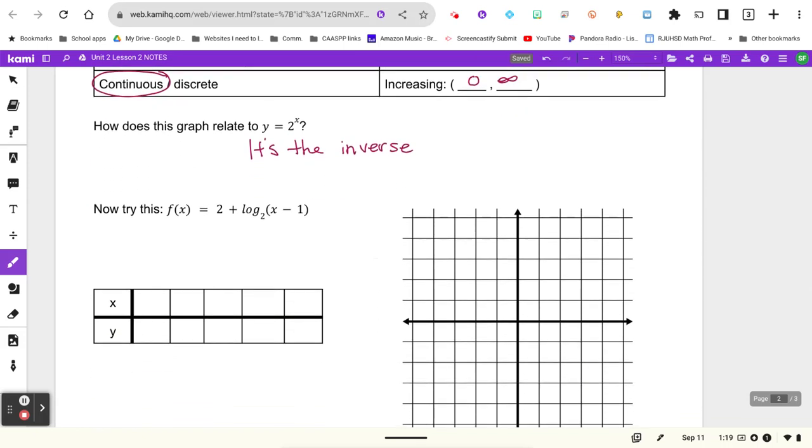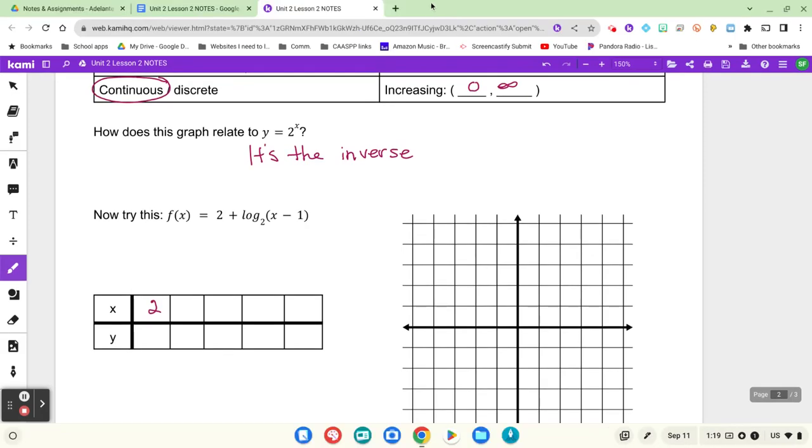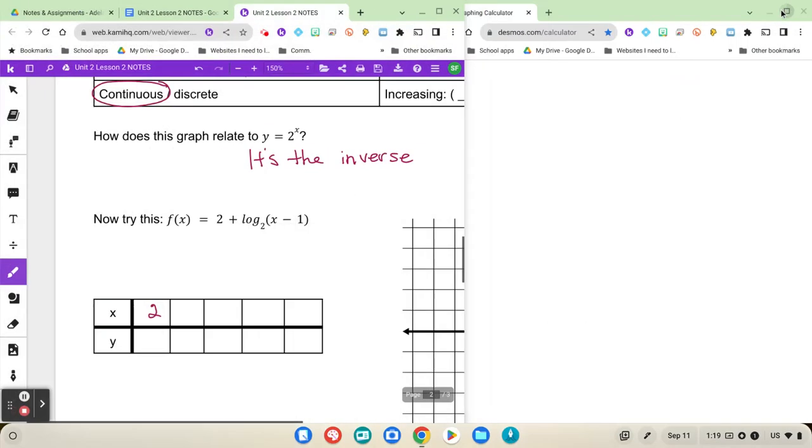Okay. So now we're going to do this one. So y equals 2 plus log base 2 of (x minus 1). We can easily put this into a table. And I'm just going to start with 2. Okay. And if we did that, well, let's just use Desmos for this one. Let's go ahead and put Desmos and do it as a table with this.